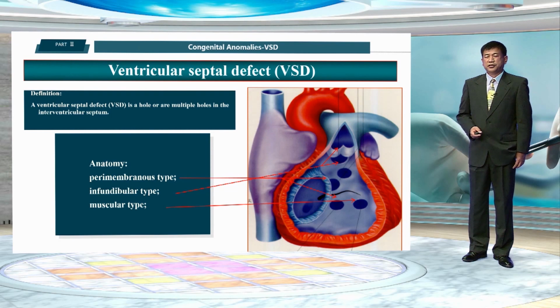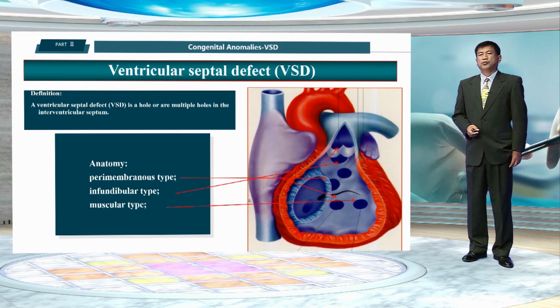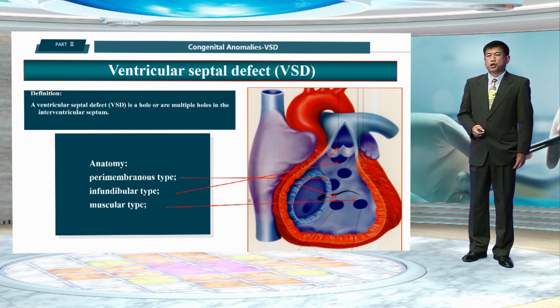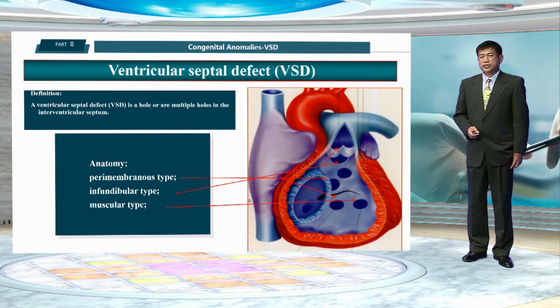So this slide shows another disease called ventricular septal defect, or VSD. The definition is still simple. A ventricular septal defect is a hole or multiple holes in the interventricular septum. The disease is more complicated than ASD because the types vary, and it is technically more demanding to close a VSD than an ASD.